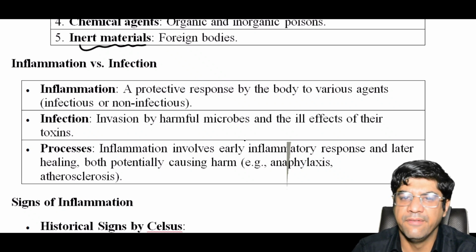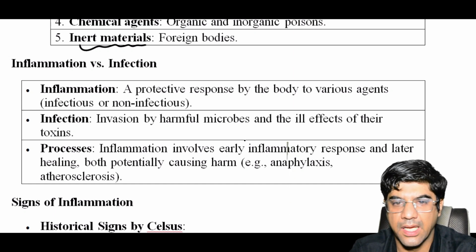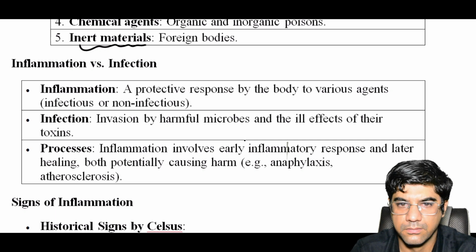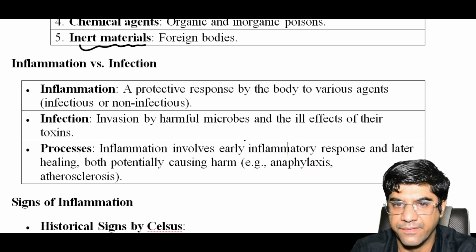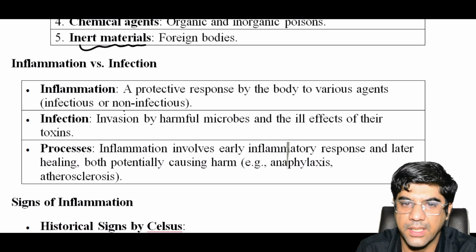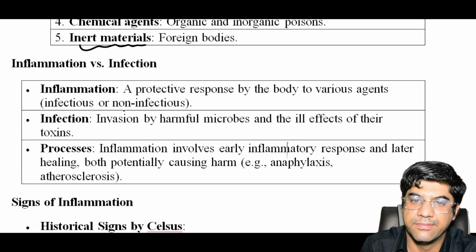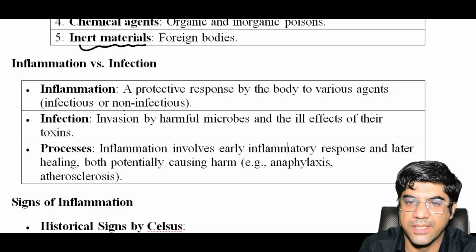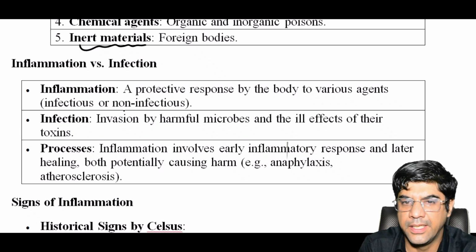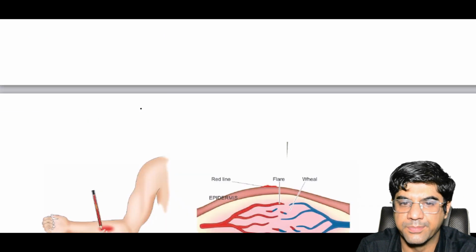Now let us talk about the difference between inflammation and infection. So who can tell me what an infection is? Well, an infection is when harmful microbes invade your body and their toxins cause ill effects. Whereas inflammation is a protective response by the body to various agents, whether they are infectious or non-infectious. So inflammation includes two main processes, the early inflammatory response and later the healing response.